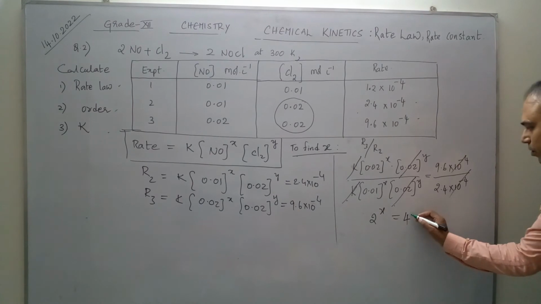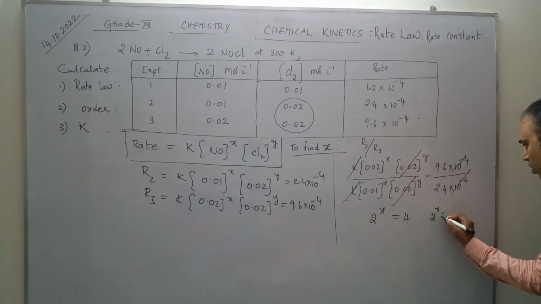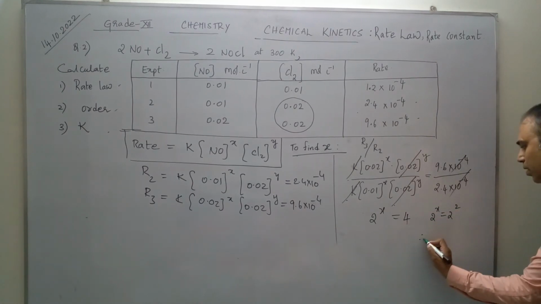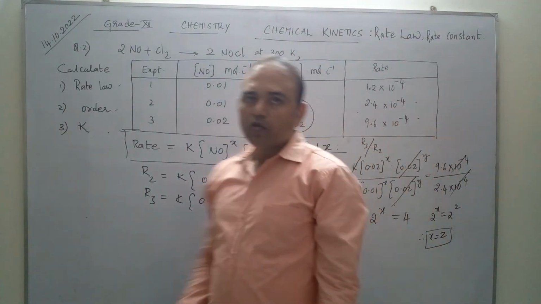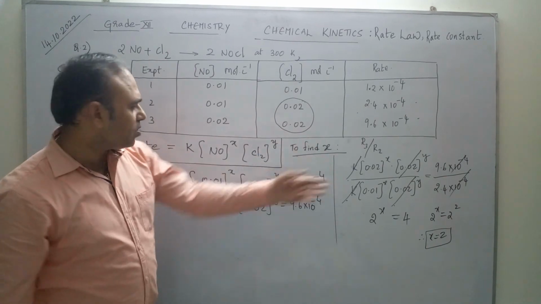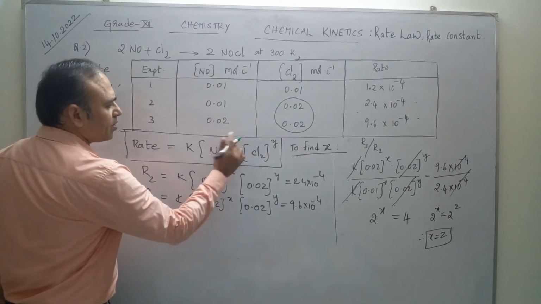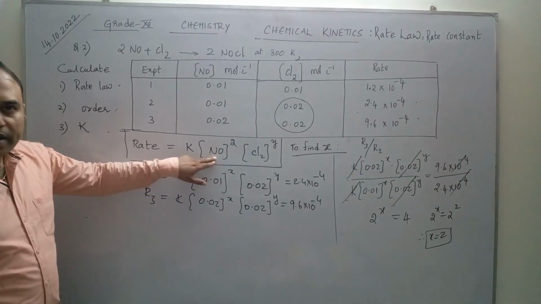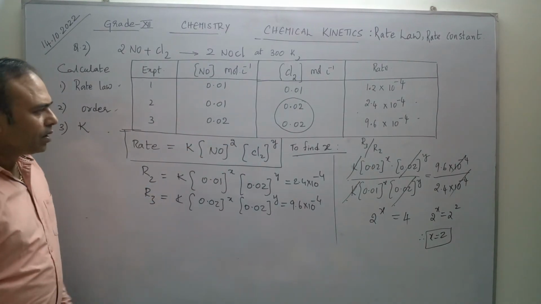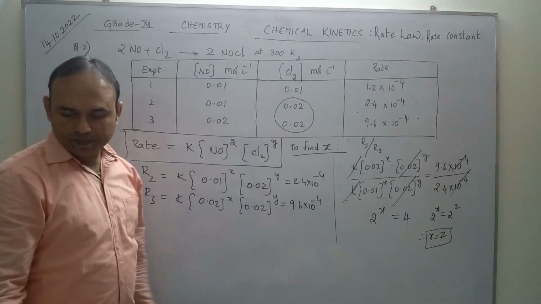Now we can write 4 as 2 square. Therefore X is equal to, very simple, we have found that the value of X is equal to 2. So therefore we can substitute here. The order of reaction with respect to NO is 2. Now next, how to find Y?